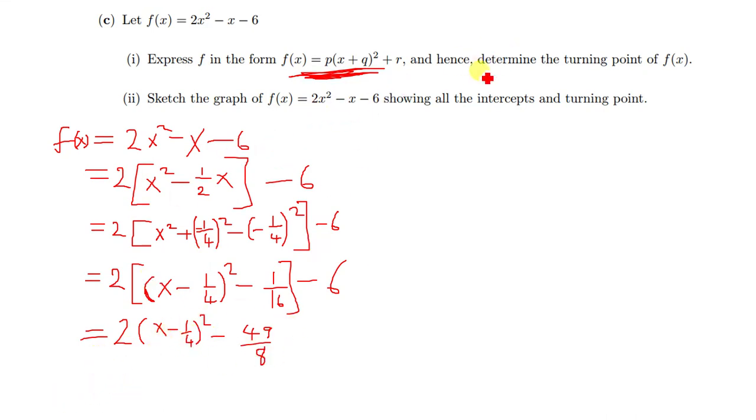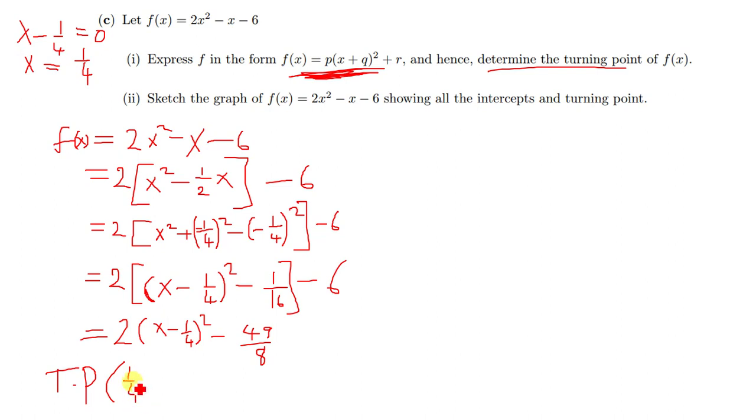We move on to this part, which is saying determine the turning point. So how do you find the turning point? The value of x at the turning point is just found by equating x minus 1 over 4 to 0. So you say x minus 1 over 4 is equal to 0. Make x the subject of the formula, it is going to be 1 over 4. So meaning the value of x is 1 over 4.